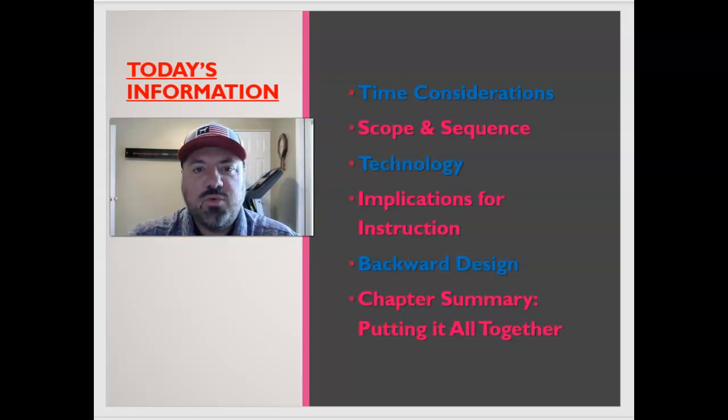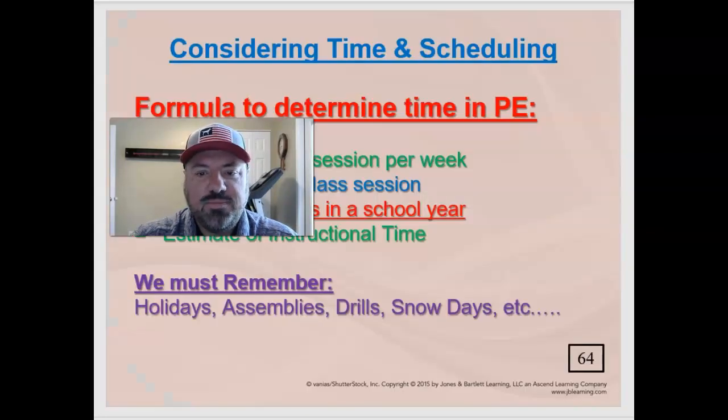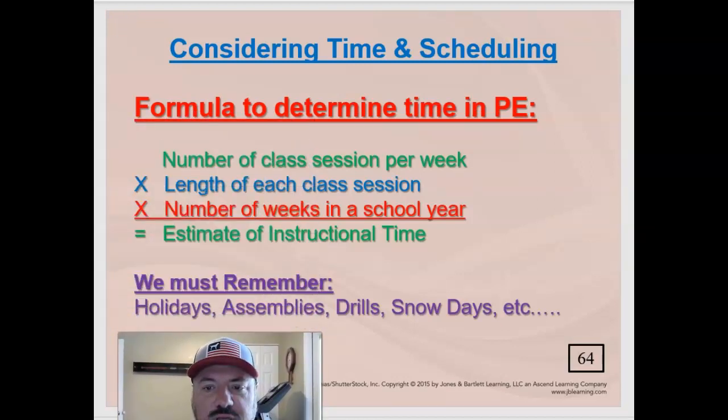This is video number 1, but lecture number 2 for chapter 4, module 4, building the curriculum. So when we consider time and scheduling in the classroom, you have to think, how many days are we going to meet per week? What is the length of the class? And then what is the number of weeks in your school year? Think of your length of each class session as actually the time for instruction. So if you have 50 minutes and you give them 5 minutes on each end for dressing out, that really only leaves you 40 minutes of class time, whether that's at the middle school or high school level.